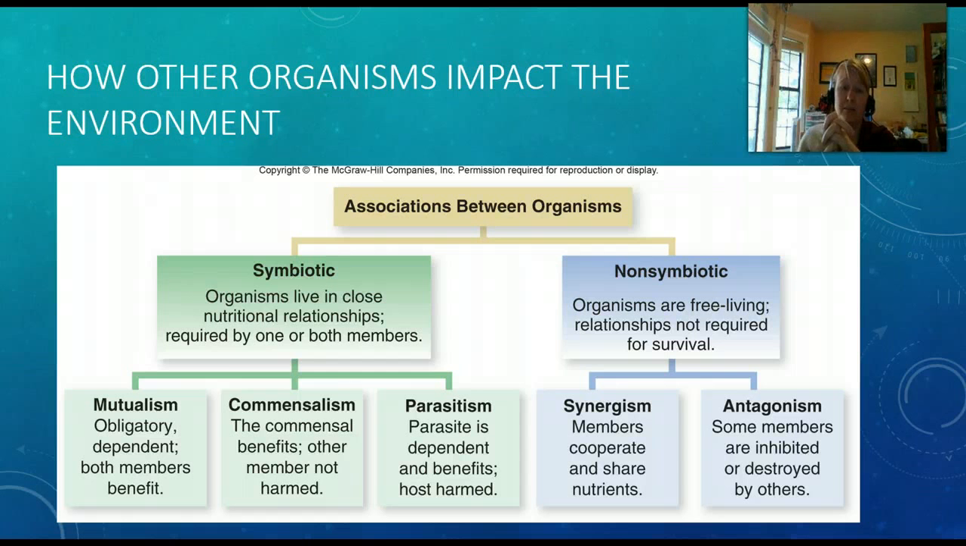In non-symbiotic, we have synergism, where the members cooperate and share nutrients, and usually they can survive better as a group than they can on their own. And then we have antagonism, and this is where our microbiome is important, because our microbiome prevents other pathogens and other microbes from taking hold of our skin, our internal structures, things like that. So that's where the microbiome comes into play. It actually prevents other microbes from coming in. So these are the different ways that microbes can impact each other.